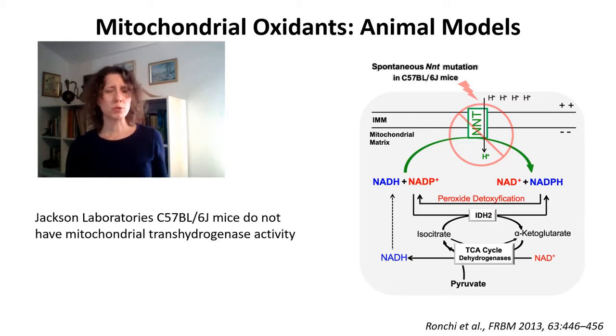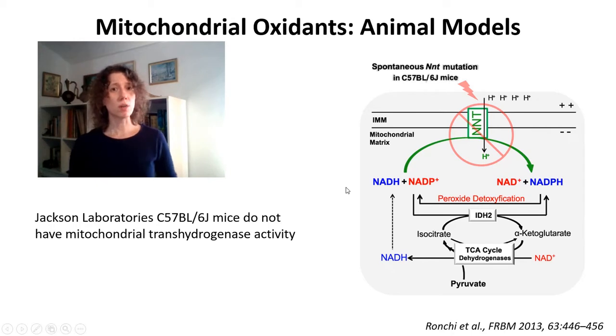The first I mentioned briefly before is that some animal models, and specifically the C57 Black 6J mice from Jackson Laboratories, do not have the mitochondrial transhydrogenase, or the NNT, function. They've actually had a spontaneous mutation with a loss of function of this protein. And this has been perpetuated over decades unknowingly to the people who work with these mice, and we actually found out about this more recently. So these mice don't have the ability to produce NADPH from NADH within their mitochondria.